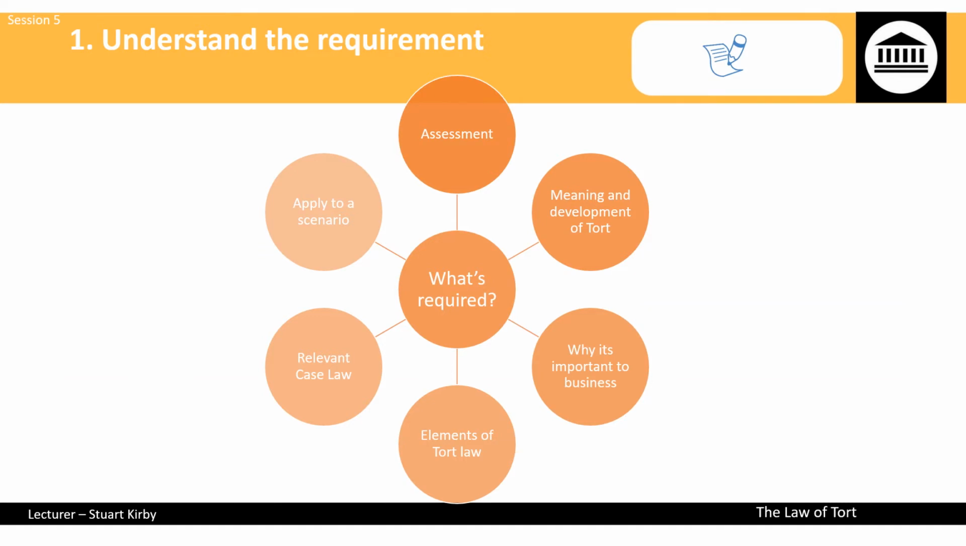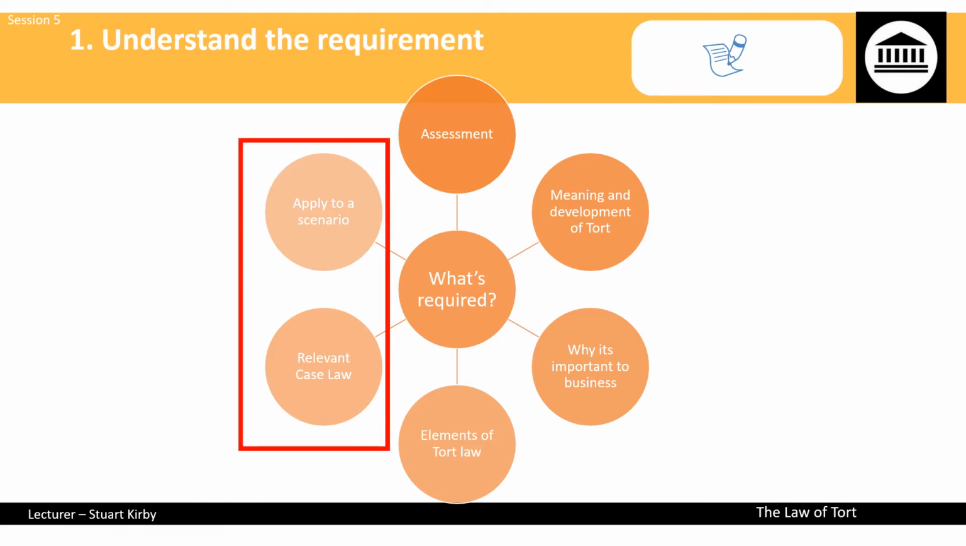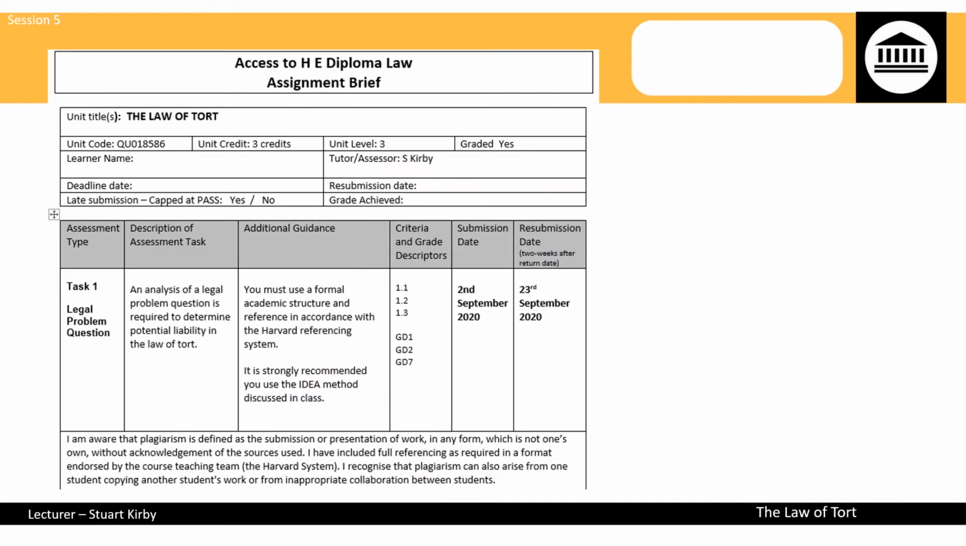As you can see here, this is the mind map we first started with in the very first session. We've covered pretty much everything now apart from these two here. Well, we did cover a little bit last week. But as we discussed in the team session, the final part includes looking at the elements as well. So you're going to be writing about the elements of law of tort and the relevant case law that has helped define those elements, and then applying it to the scenario. That's what session 5 is about.